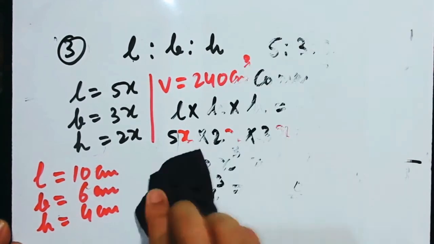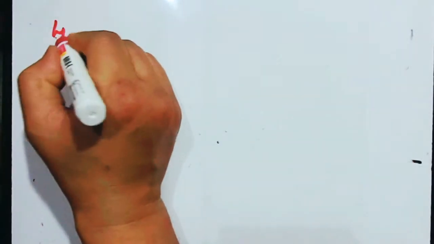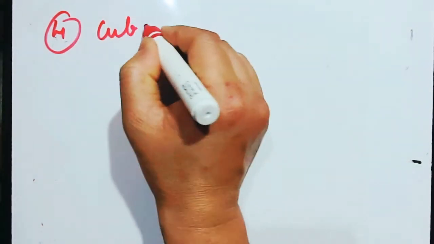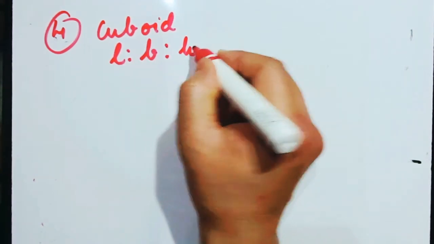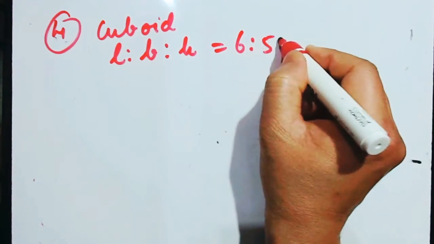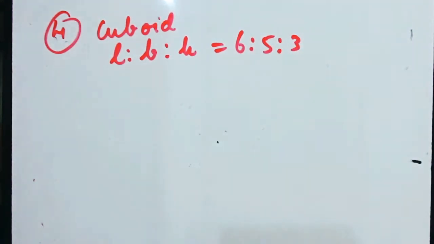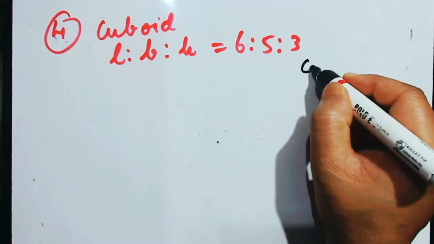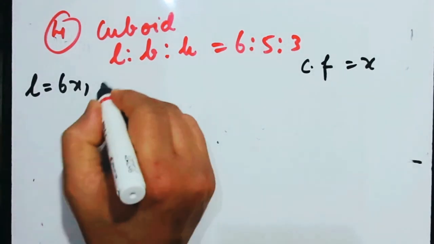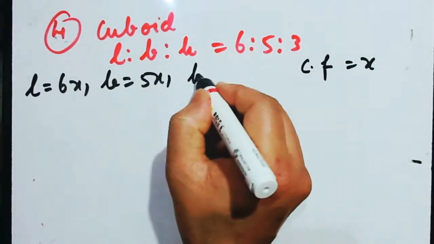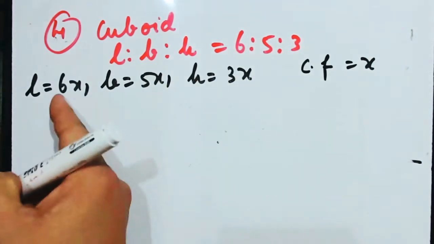Now the length, breadth and height of a cuboid are in the ratio. Once again they have given you the ratio, 6 is to 5 is to 3. This means on taking a common factor x, you will have length equal to 6x, breadth equal to 5x and height equal to 3x as their values.